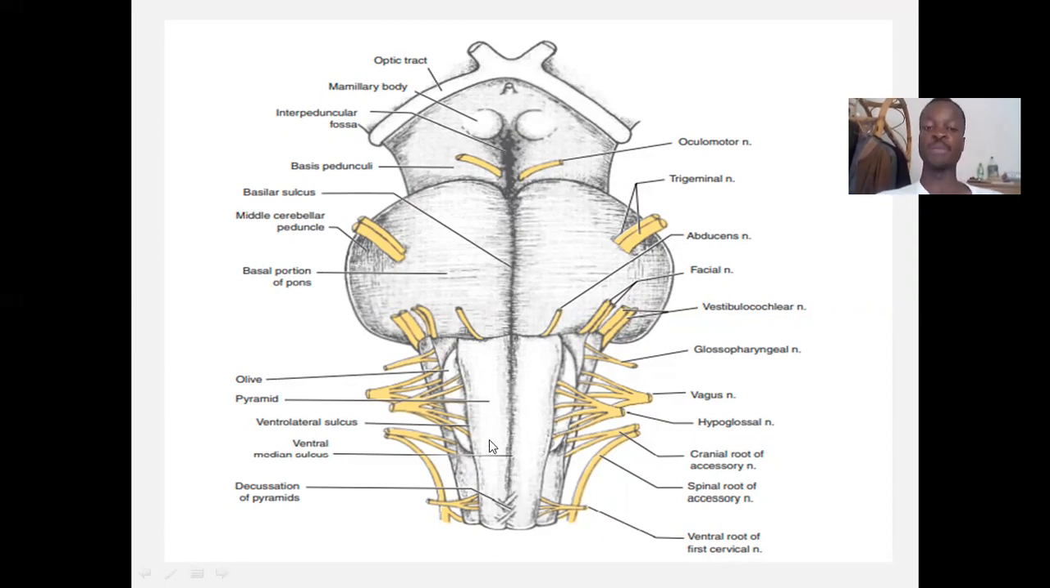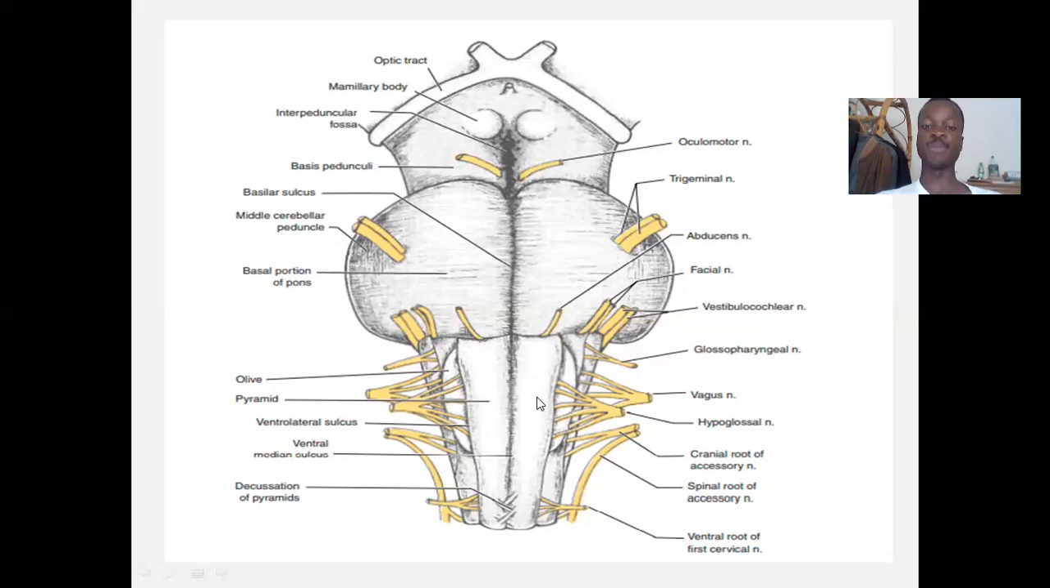Right? So these will be the pyramids, right? Separated by the ventral median sulcus. Then lateral to the pyramids, you'd expect to have the olives, right? Then just lateral to the olives, you then expect to have the inferior cerebellar peduncle, right? And from the medulla, you'd expect to have emergence of cranial nerves.